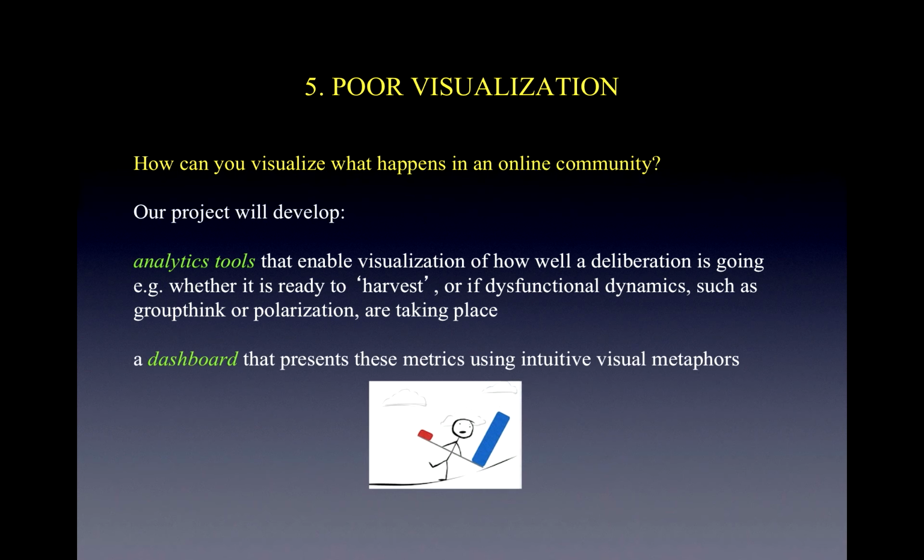In addition to that, it will develop a dashboard that presents these metrics using intuitive visual metaphors. For example, an unbalanced argument, which has, for example, many pros but not cons, could be represented using this simple figurine.